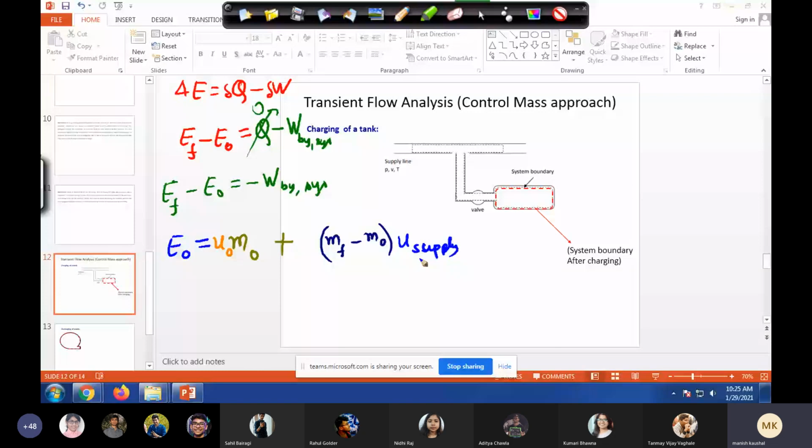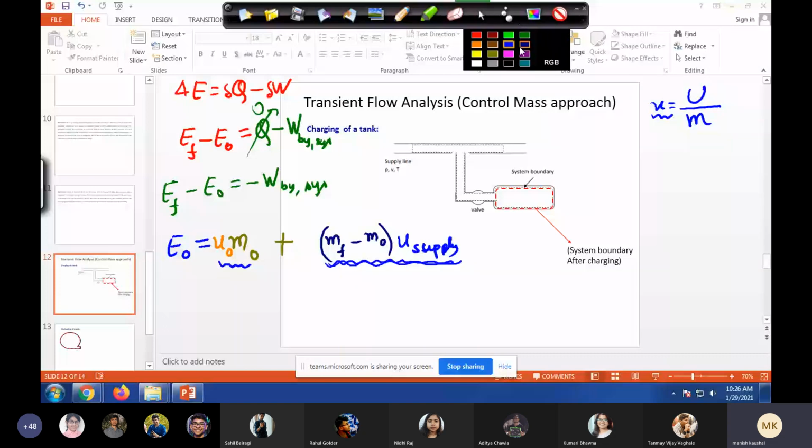This is specific internal energy. U is nothing but capital U by M. And how can we calculate this U? U is H minus PV, so you have to go to the table if it's steam or something. So this is our E naught: U naught M naught inside the tank, and MF minus M naught into U supply outside the tank. Very good. Then write out EF.